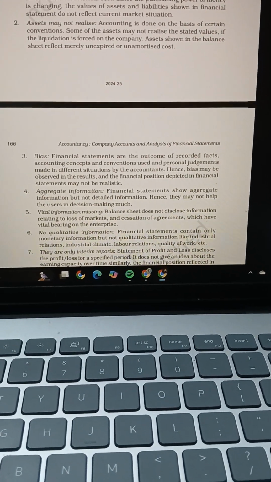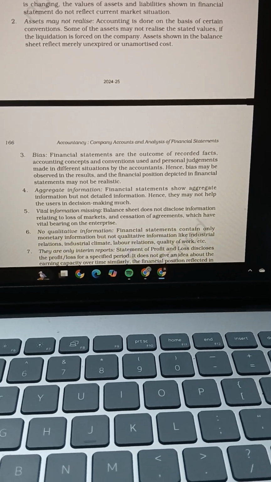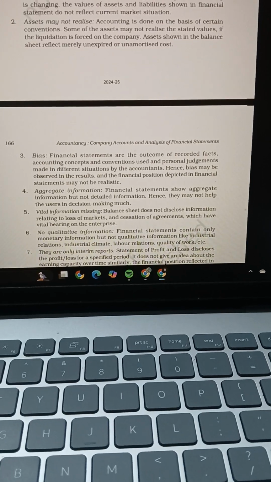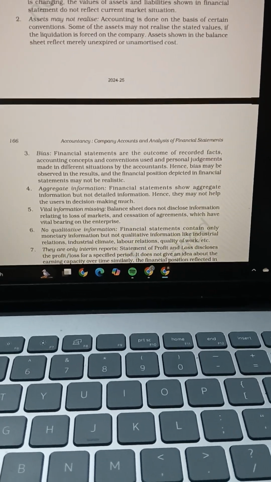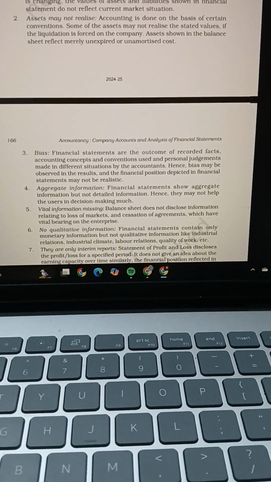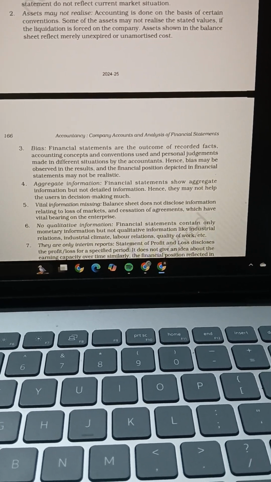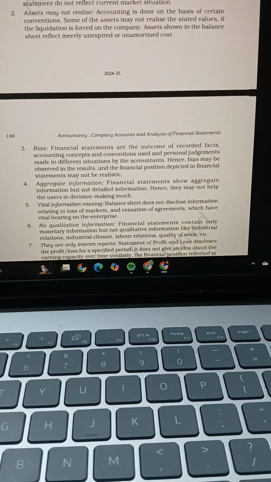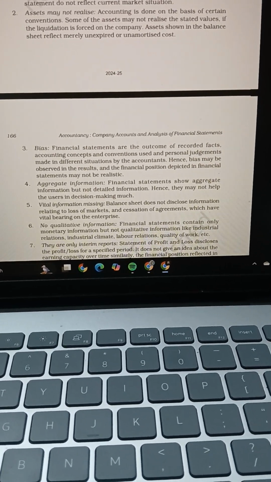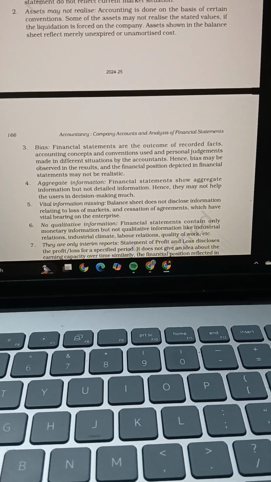The second one is that assets may not realize. Accounting is done on the basis of certain conventions and principles. Some of the assets may not realize the stated values. If we sell, we cannot get the stated values. If the liquidation is forced on the company, assets shown on the balance sheet reflect merely the unexpired or unamortized cost.